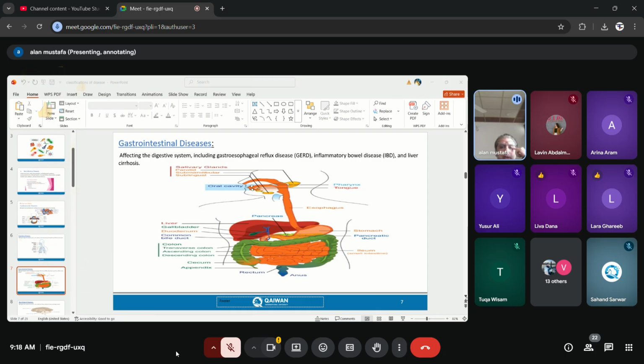Okay, liver cirrhosis. If a patient reaches the stage of liver cirrhosis, the only option is a liver transplant. You have to transplant a new liver for the patient. Otherwise, the patient will die very soon.